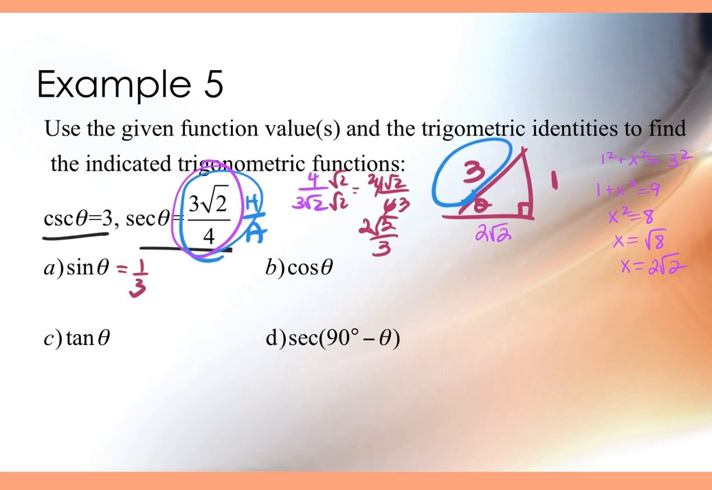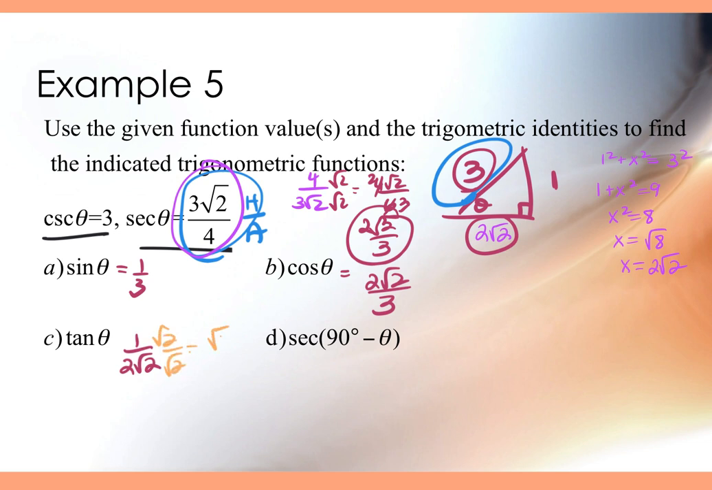So now I have enough information to get all the other parts. Cosine is adjacent over hypotenuse, or what we just found here, 2 root 2 over 3. And tangent is opposite over adjacent, 1 over 2 root 2, which gets rationalized to root 2 over 4. And then secant of 90 minus theta is the same thing as what? Cosecant of theta. Good. And cosecant of theta is? 3.